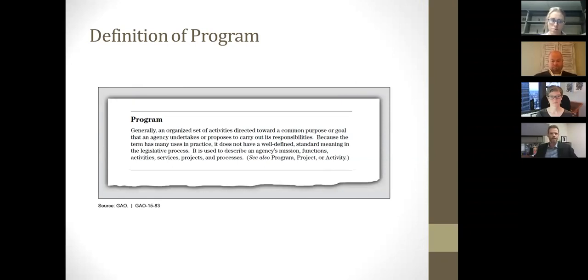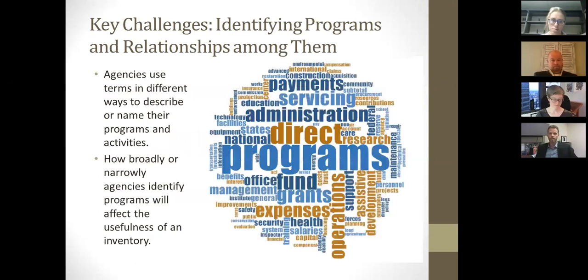Then on slide 8, making this challenge even more daunting is the fact that agencies use terms in different ways to describe their programs and activities. And we put a word cloud on the slide to give you some sense of the words used to describe agency programs. This cloud was created using the program names from the 2016 federal budget. And the cloud reflects some of what Brian showed earlier regarding the discretion agencies had in identifying their programs for the first inventory.